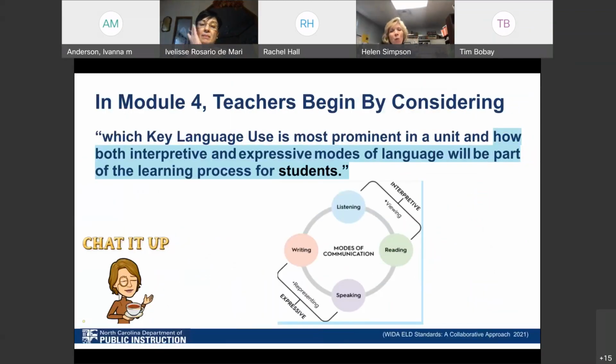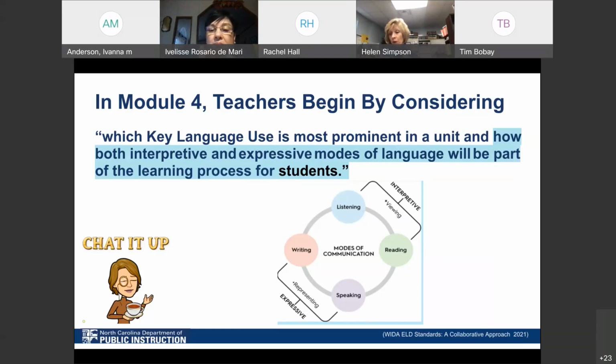And so in module 4, teachers start out by considering, and I'm going to read you a quote straight from WIDA, which key language use is most prominent in both interpretive and expressive modes of language of the learning process for students. So last time we practiced looking at a unit, and we identified the overarching key language use. And we talked about how it's important to look toward your learning activities. You may have more than one key language use nested within a unit, particularly depending on the size of the unit. But the overarching key language use would be largely driven by whatever your summative assessment or culminating piece of work might be that your students would produce.